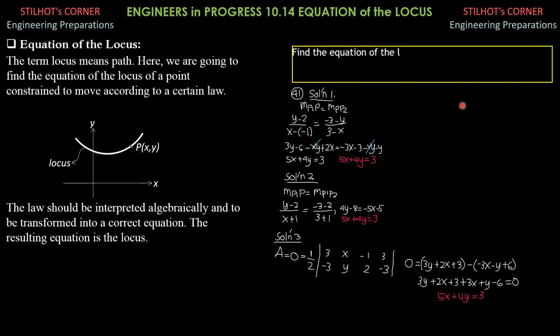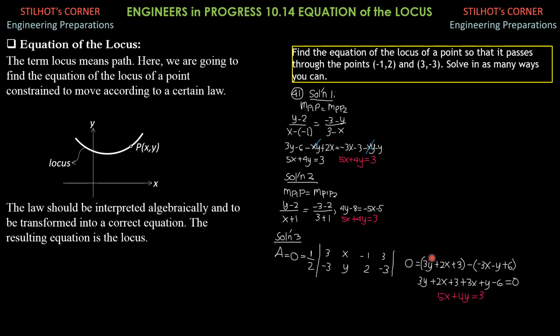So this is the first problem. Find the equation of the locus of a point so that it passes through the points (-1, 2) and (3, -3). Solve in as many ways as you can. Since the moving point passes through these two points, that means the locus is a straight line, and we'll find the equation of that straight line in many ways.